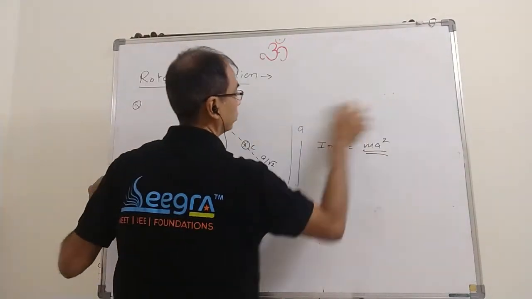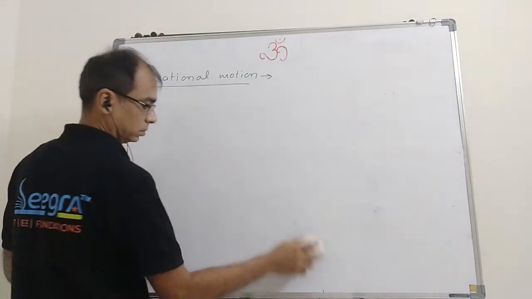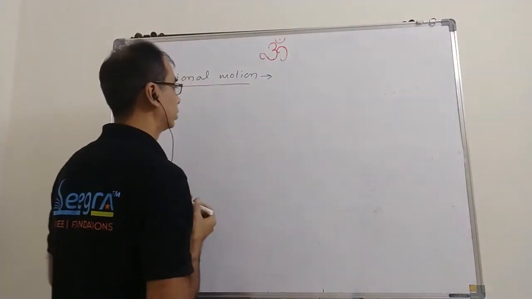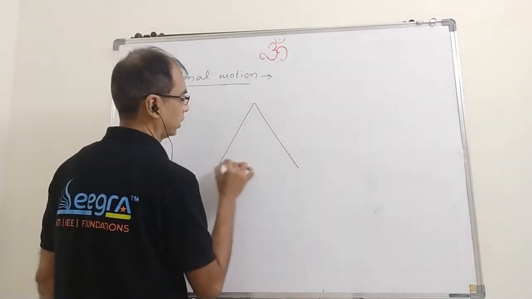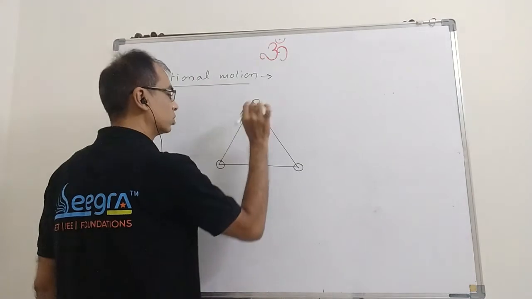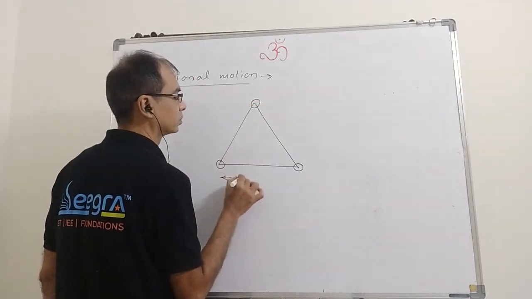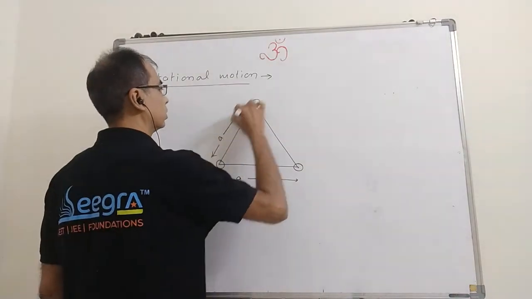All this you have to find, you have to learn. Okay, let's do a triangle question. Very similar. So 3 particles I am keeping on the vertices of a triangle. Let's say this is also an equilateral triangle.